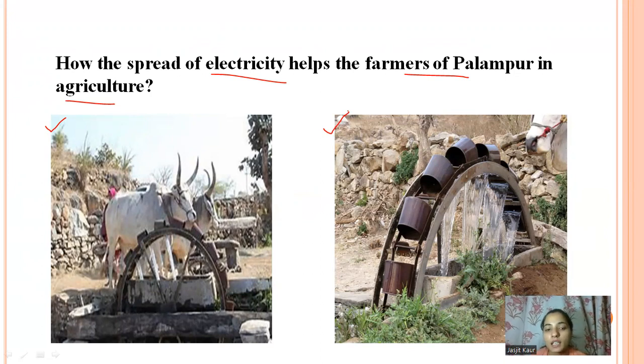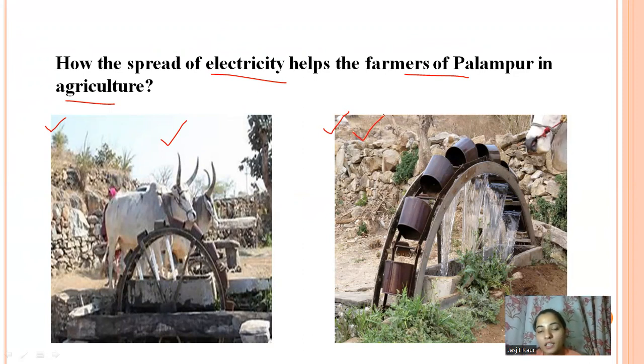Firstly, initially they are using the Persian wheels for the irrigation, where they are taking the help of the bullocks or the ox in their area. But now as the electricity is easily available, they are using their own tube wells. The electricity helps in establishing the tube wells in that area. So now, apart from the Persian wheel, they are using the tube wells for the irrigation purpose also.